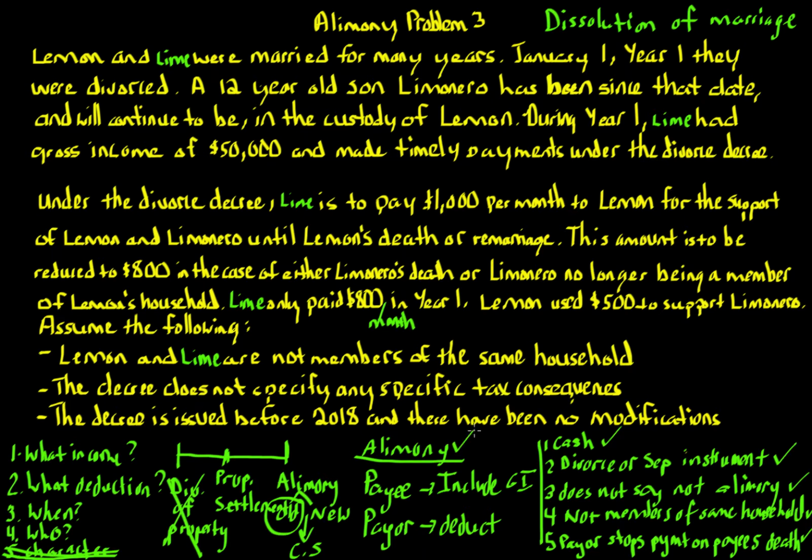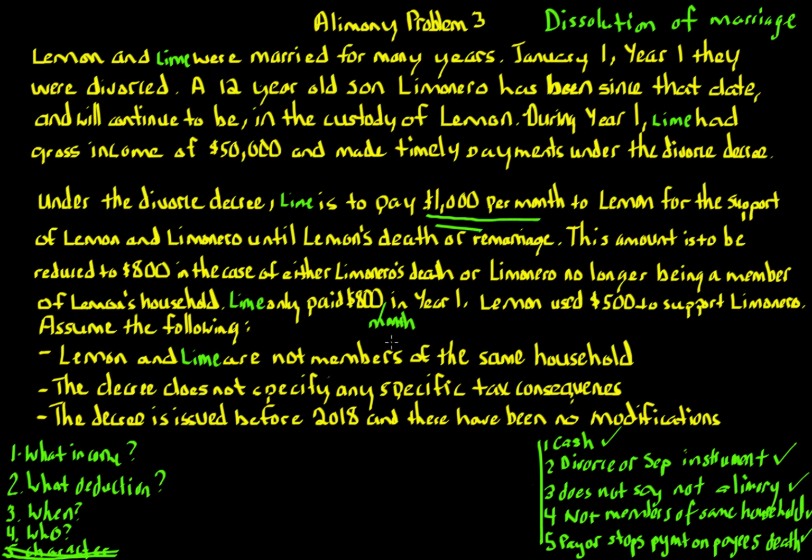So alimony is here. Some portion of this is very likely to be treated as alimony, or all of it, all $1,000 per month, or some portion. Okay? We have to review that. Now, a few things to worry about: we do potentially have child support to worry about. And then also, we have to worry about Lime only paying $800. So first, let's deal with the issue of child support.